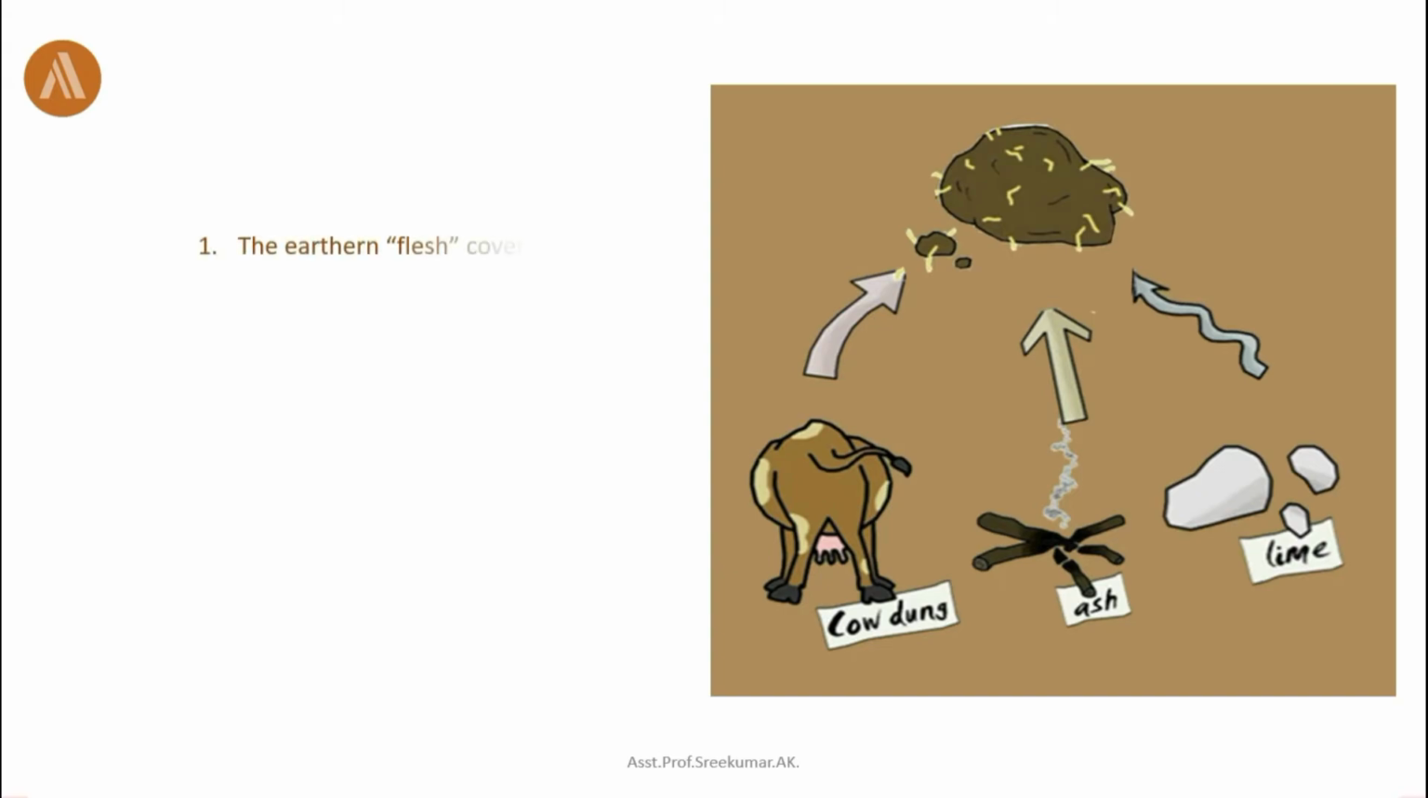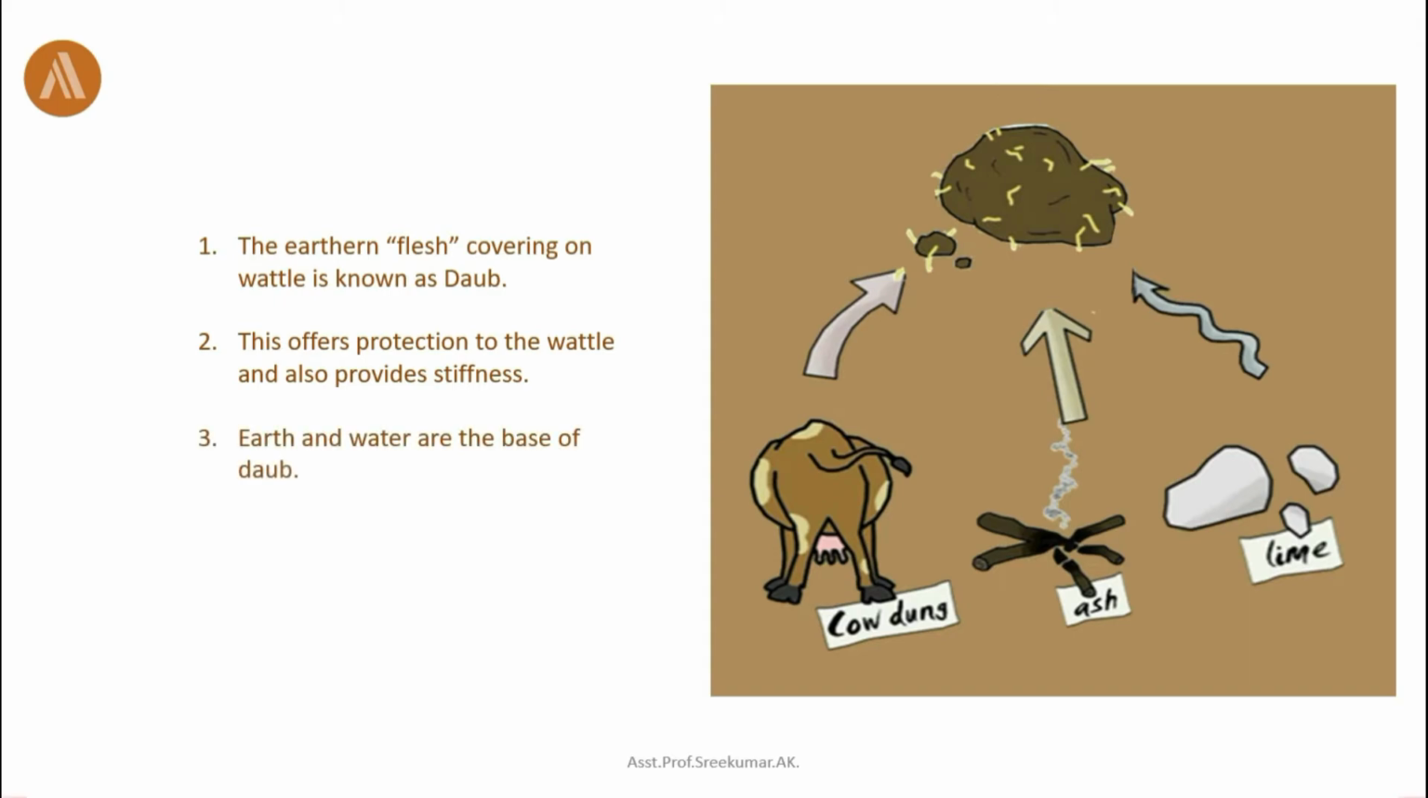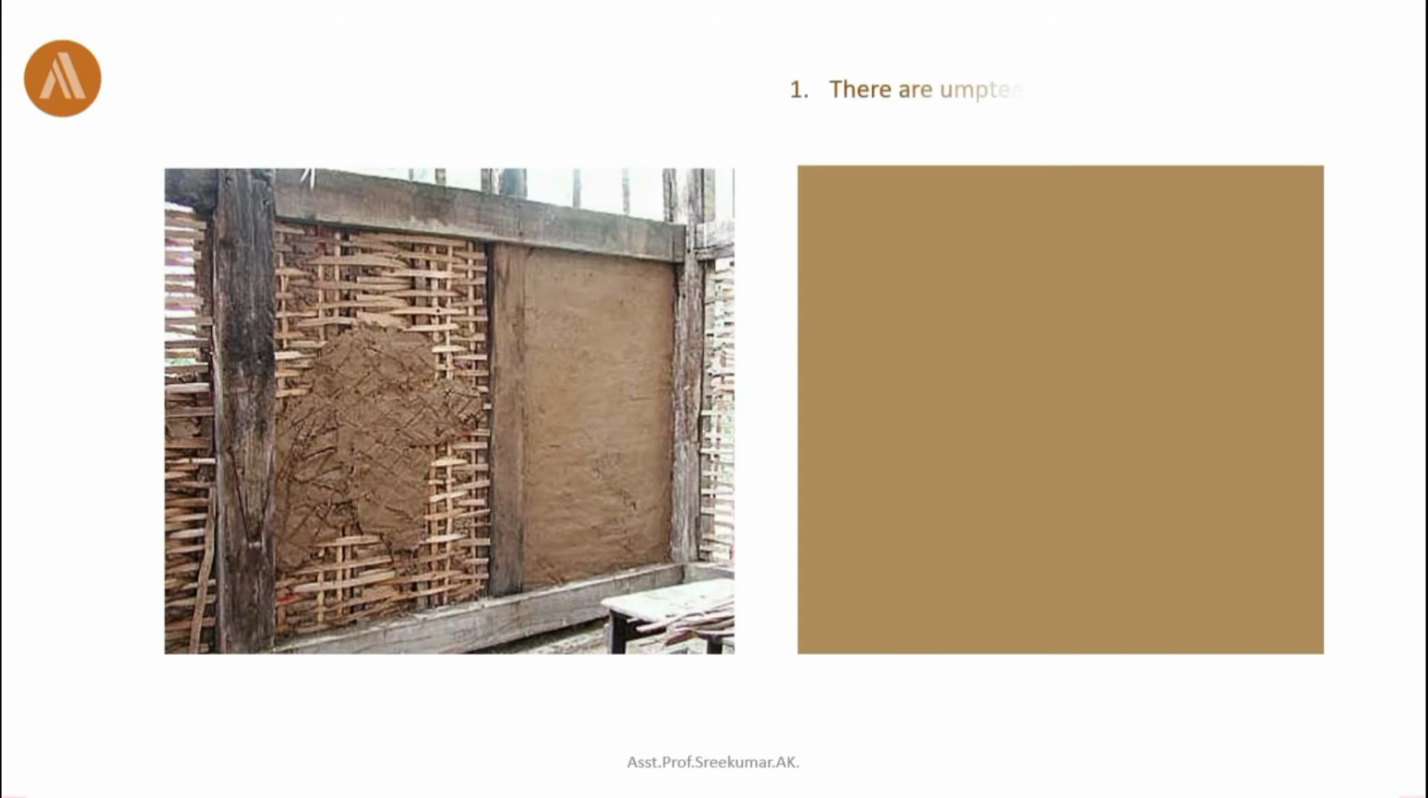The earthen flesh covering on wattle is known as daub. This offers protection to the wattle and also provides stiffness. Earth and water are the base of the daub. Additives such as cow dung, ash, lime, plant juices, husk or fibers are often added. There are umpteen possibilities when wattle and daub come together.